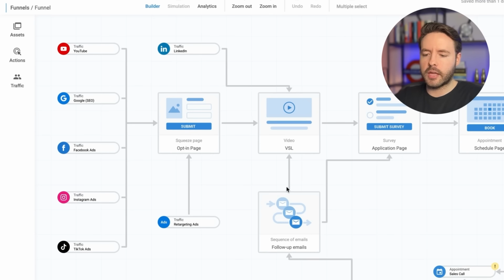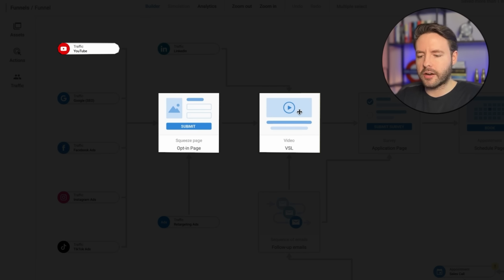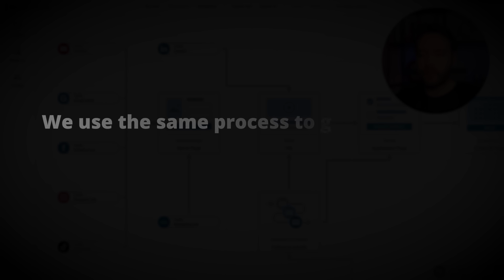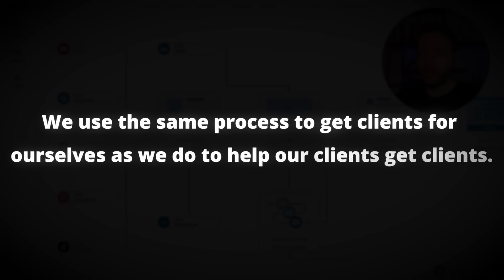And we actually use the same system, the same funnel that you see here. So when I'm telling you to go to my video sales letter right now, you are in this step of the process. You're going to go to the opt-in page, you're going to watch the video sales letter. And if you like what you hear on the video, you'll also be able to fill in an application form and schedule a call. So the same process that we use to get clients for ourselves is the same process that we use for our clients, for them to get clients.